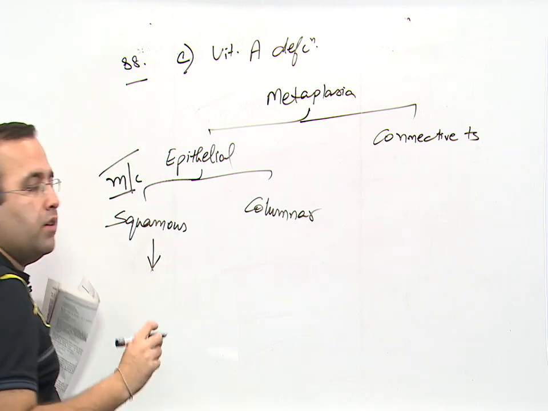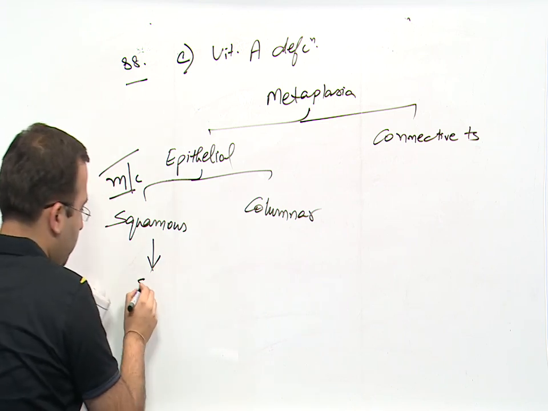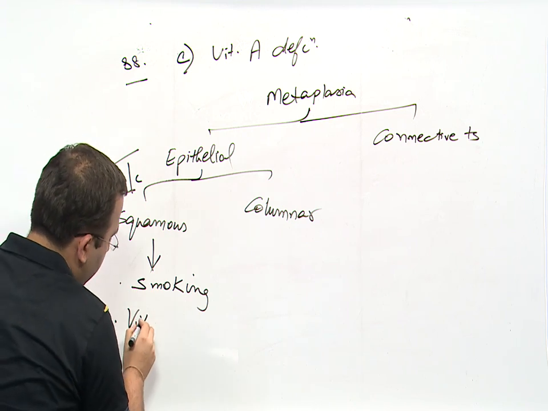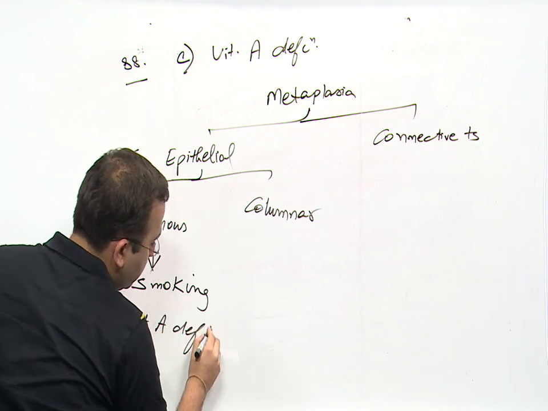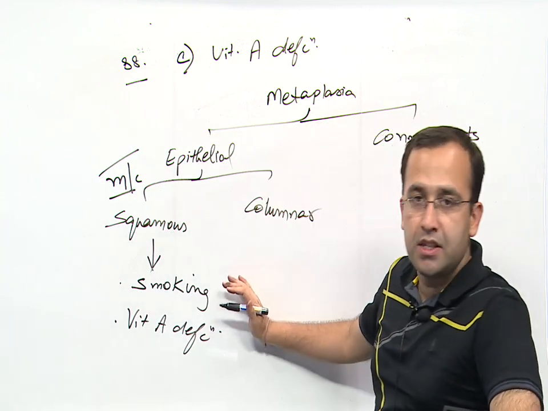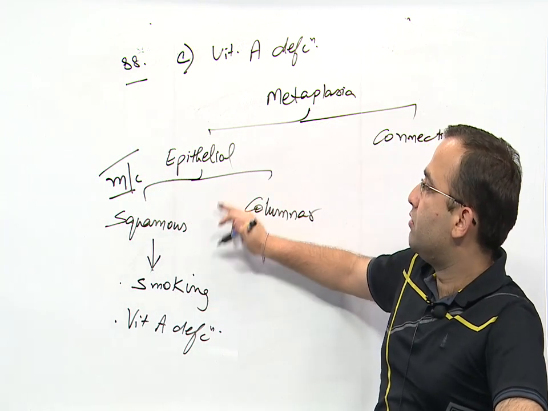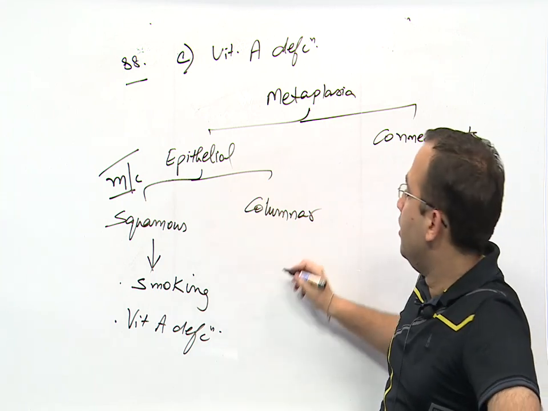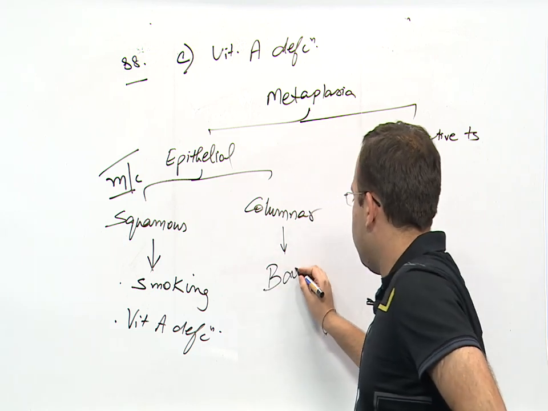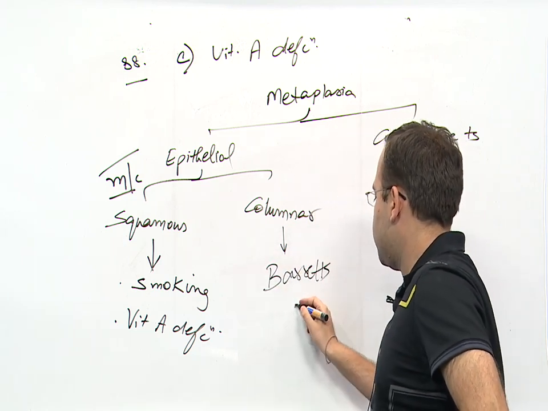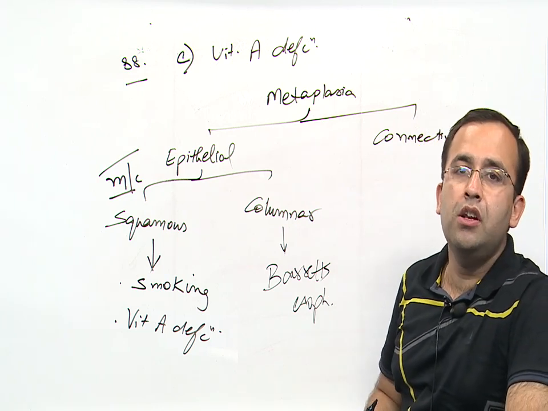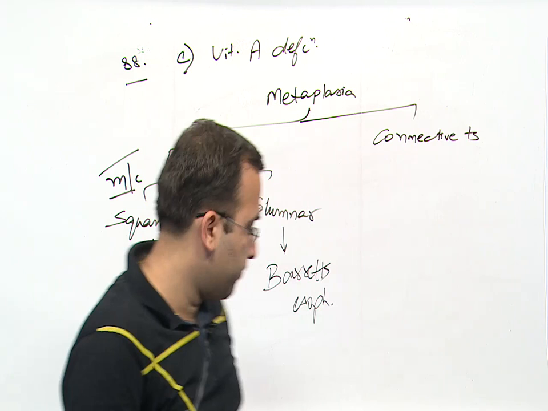Next point, the main risk factors for squamous metaplasia are smoking and vitamin A deficiency. Whereas columnar metaplasia is Barrett's esophagus, associated with GERD, gastroesophageal reflux disease.